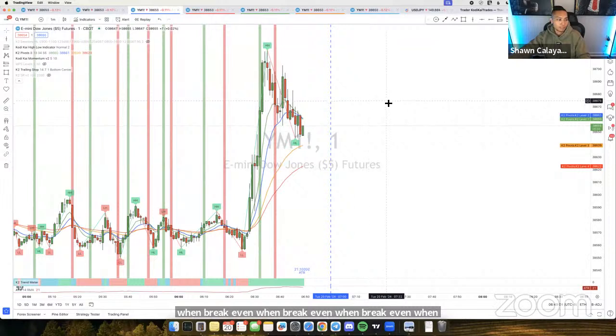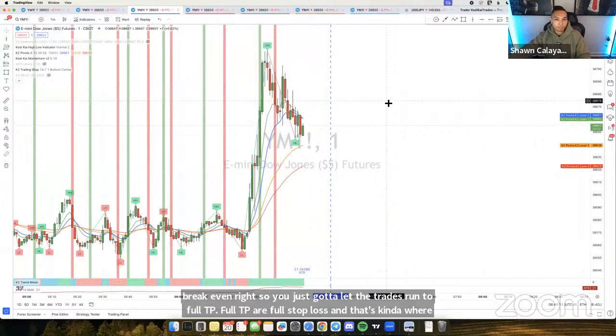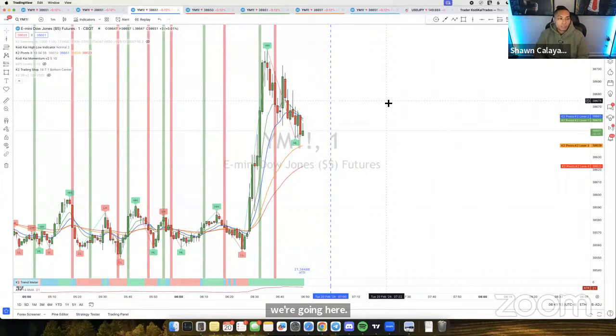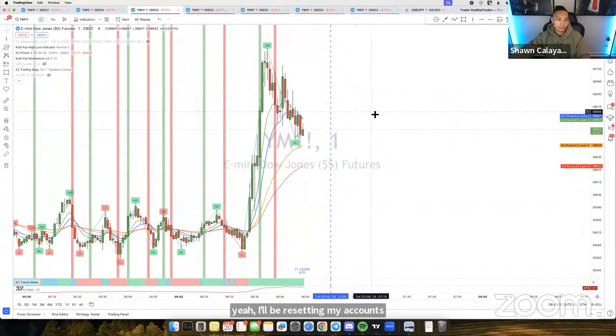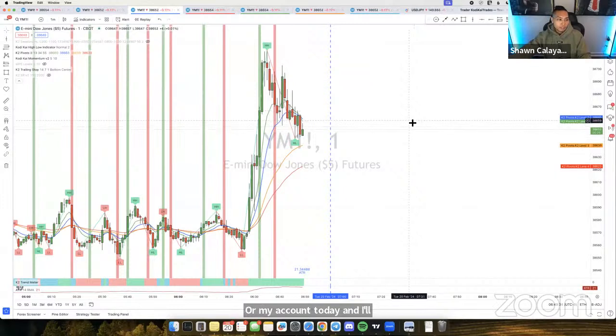Unfortunately, one of my accounts was blown on Apex, my first account ever to be blown. And now I know what happens. In the future, I'll know that if I get liquidated on a specific account, it is because of the trailing drawdown. So I'll be resetting my account today, and I'll be back with a fresh account tomorrow, I guess. So we'll see.